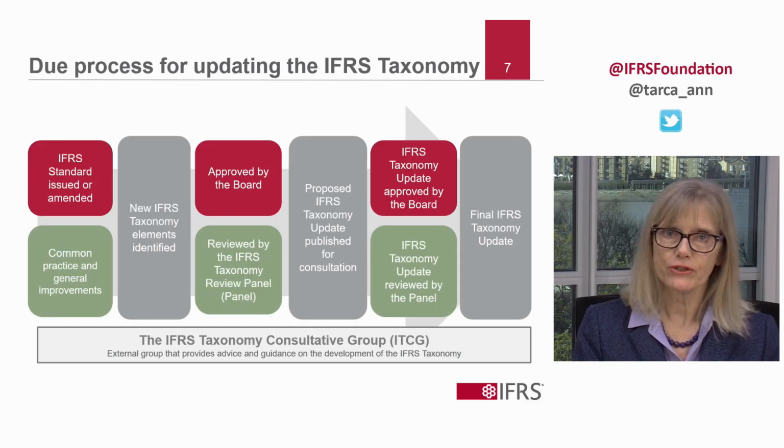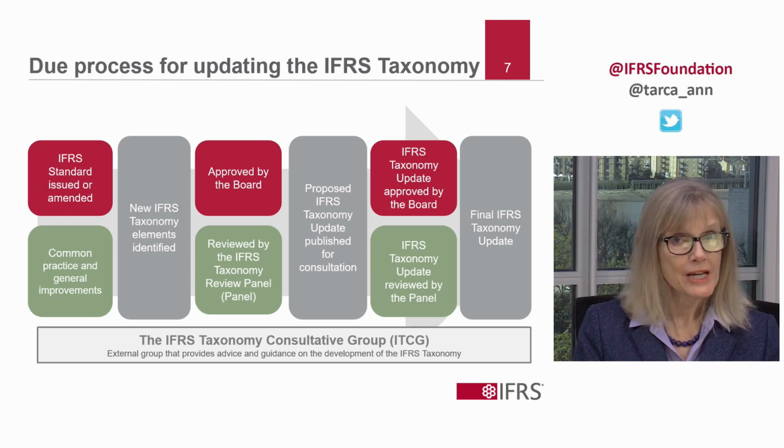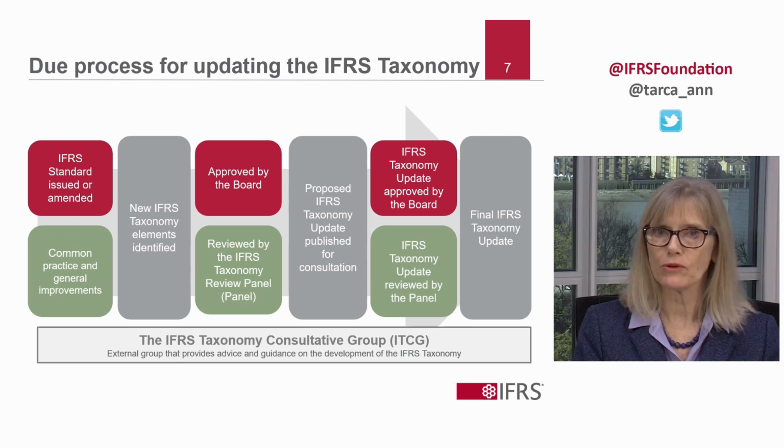The IFRS Foundation's Due Process Handbook establishes the process for developing the IFRS Taxonomy. The process starts once the possible changes to the taxonomy have been identified. This can occur in one of 3 ways. The first is when the board issues or amends IFRS standards. The second is when the IFRS Taxonomy team identifies new elements as a result of a review of common reporting practice. The third is through the identification of general improvements to the IFRS Taxonomy. Generally, improvements usually result from stakeholder feedback.